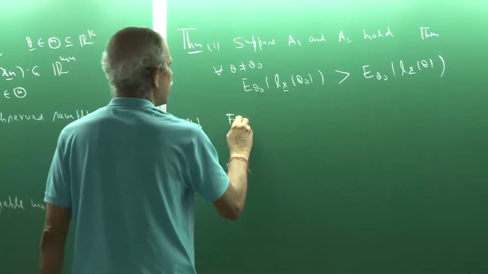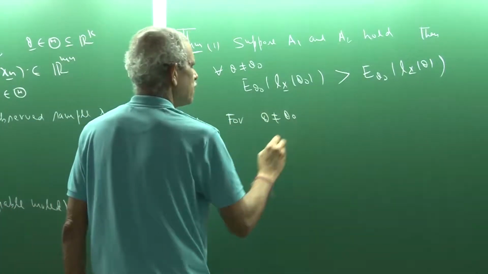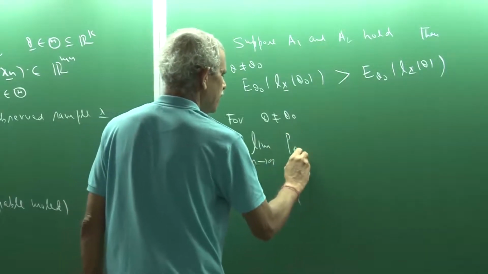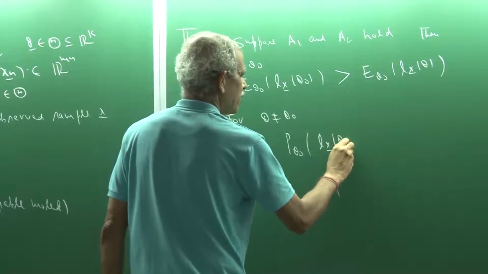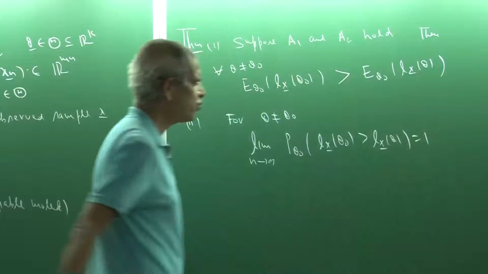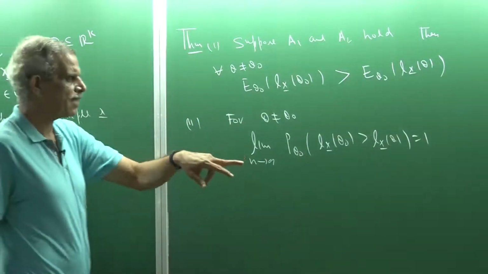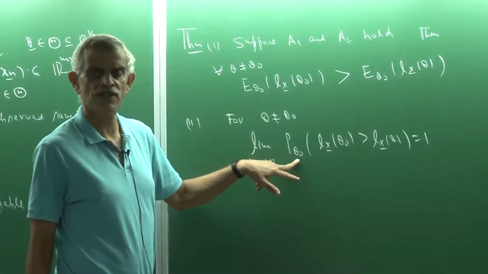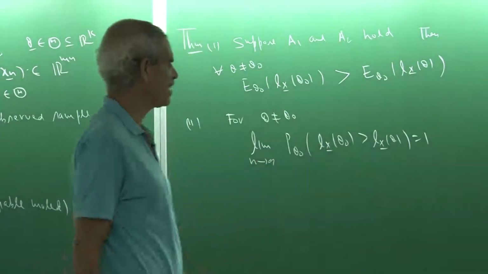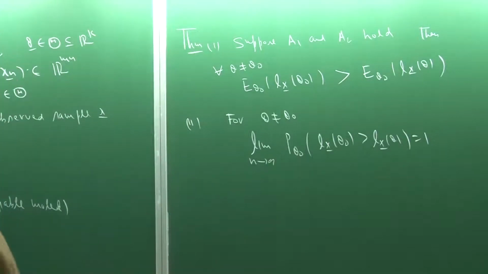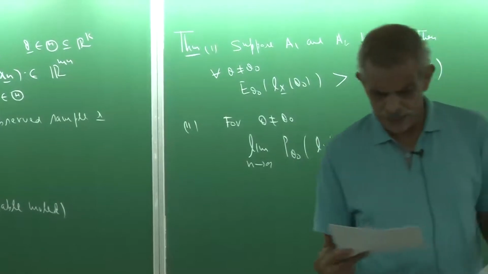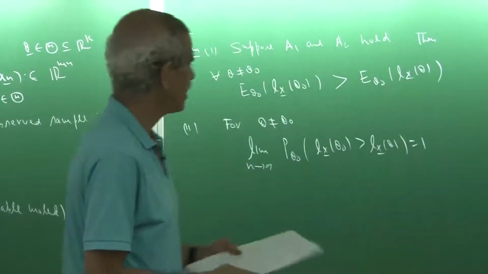Second, for theta naught equal to theta naught, limit n going to infinity of probability theta naught that Lx theta naught is greater than Lx theta would be 1. So that means as the sample size becomes larger and larger, if theta naught is the true value of the parameter, then the likelihood function at theta naught would always be greater than or equal to the likelihood function at any point theta. So this provides the motivation for maximizing the likelihood function.